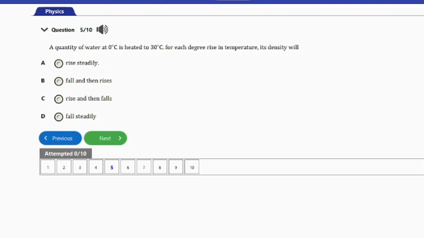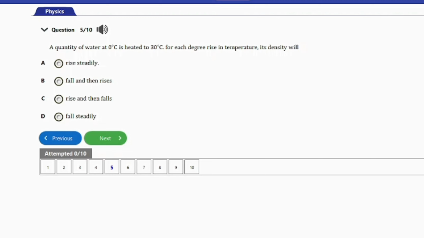So we can recall that the maximum density of water is at 4 degrees Celsius. So guys, when you heat water from 0 degrees Celsius, the density keeps rising as the temperature keeps increasing until it gets to 4 degrees Celsius, where you have the maximum density. Then afterwards, the density starts to fall as the temperature increases above the 4 degrees Celsius. So that's the anomalous behavior of water that we just talked about, and that's it for this question. Option C is the answer to this question.